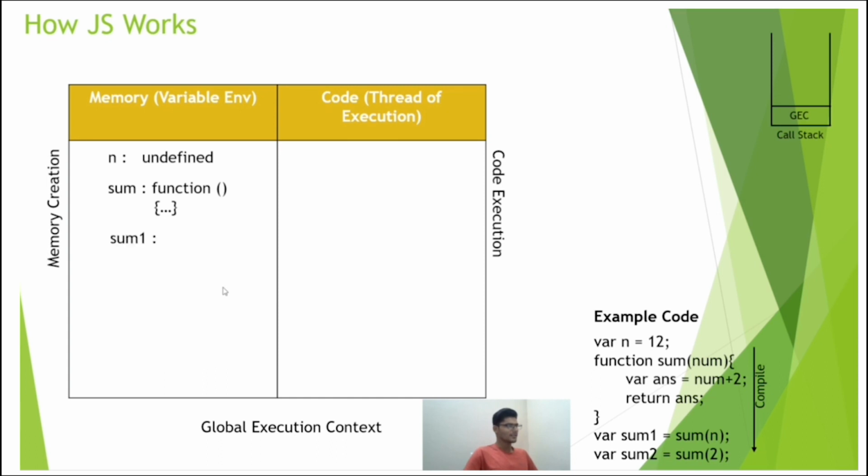Going to the next, sum1 is also calling this function, and some value will be stored here, but for now it will also get the special value undefined. Same for sum2, it's also undefined.